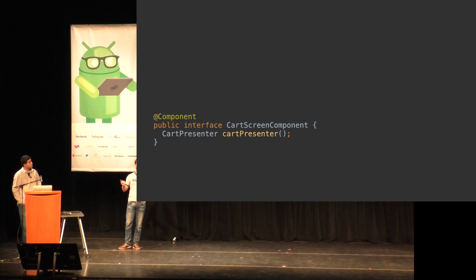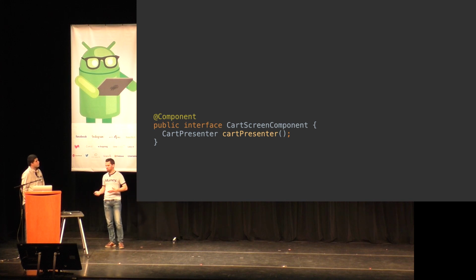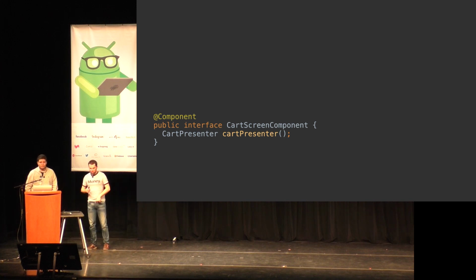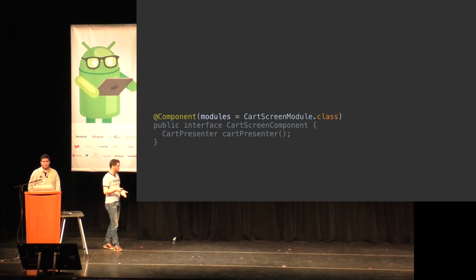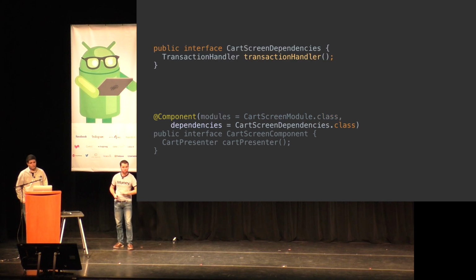So we would start by saying, well, same thing. We're going to have a component that matches to that graph, right? And we had injects. We had card presenter as an inject. So now we have card presenter as a method there. So we add a module, the card screen module, yada, yada, yada. That's always the same. Now, this is the interesting part.